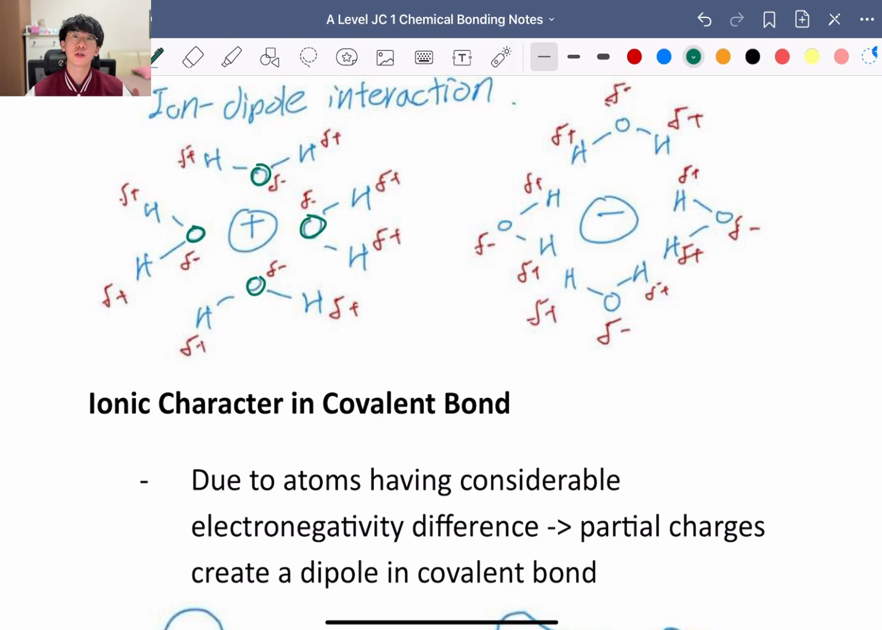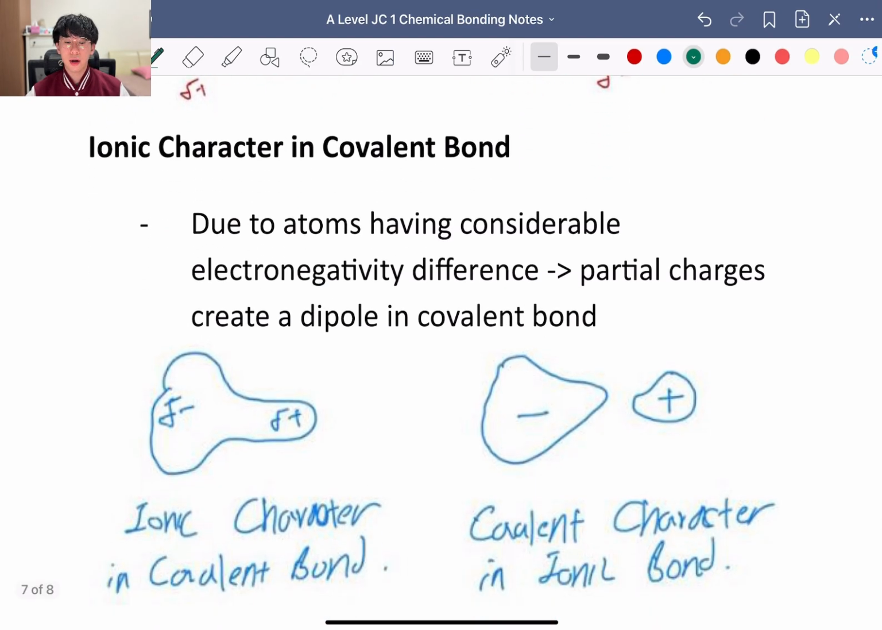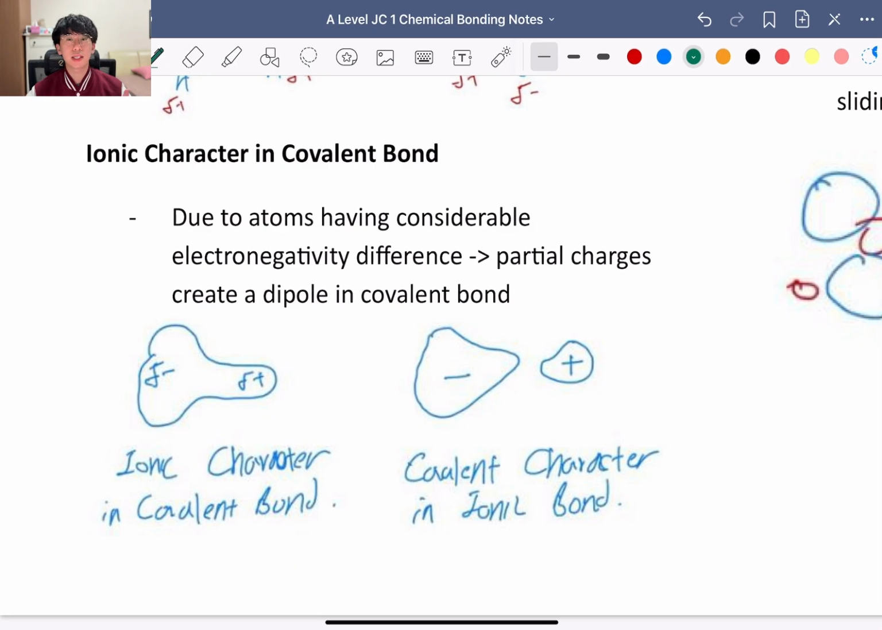It's going towards the positive charge, the cation. And then for the anion, the positively charged parts of the solvent, for example the hydrogens in water, they will go towards the negative ion. Alright, next we look at some differences in character in covalent bonding or ionic bonding.